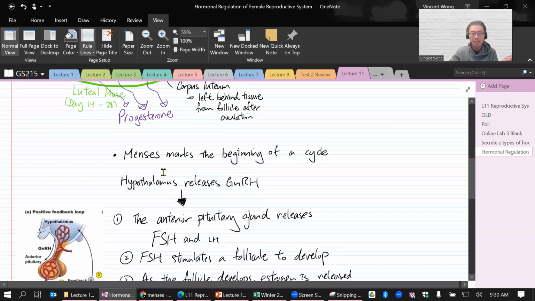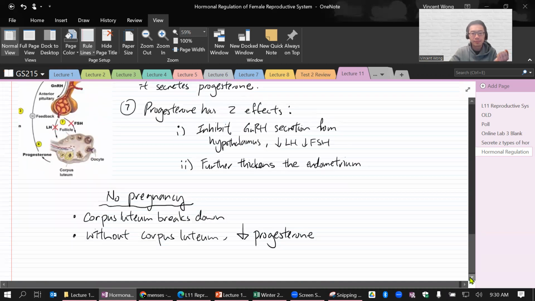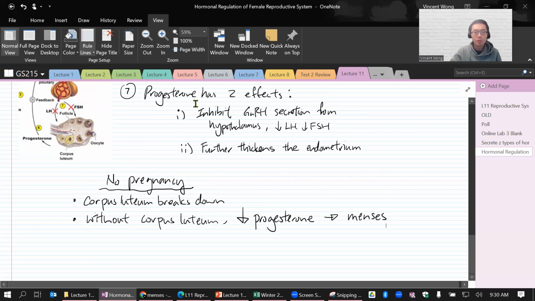Does that make sense? So decreased progesterone no longer sustains the endometrium. That leads to the menses. More importantly, progesterone was suppressing GnRH, which in turn causes LH and FSH to be lowered, right?